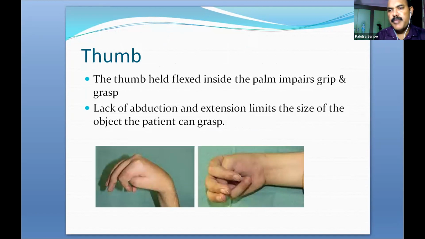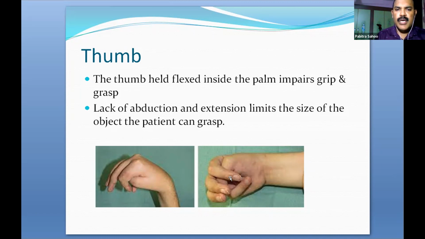Thumb is a major problem in spastic hand. Many times they present with a thumb in palm deformity. Whenever the child tries to open the hand for holding an object for a grasp purpose, and tries to catch hold of the object, the thumb is coming in front of the object. So the grasp will be poor. Thumb is a major hindrance for impaired grasp.